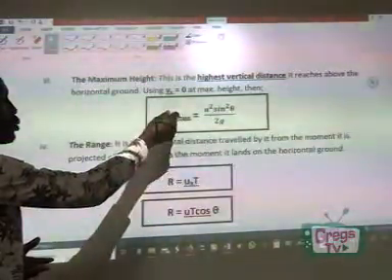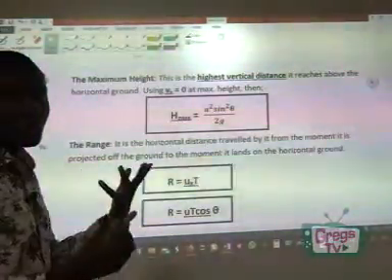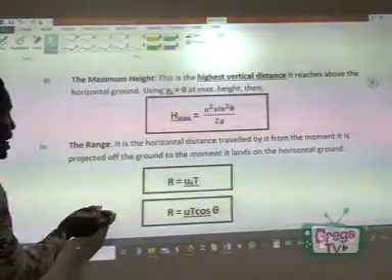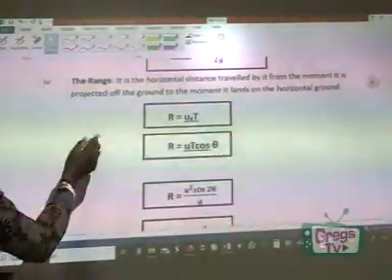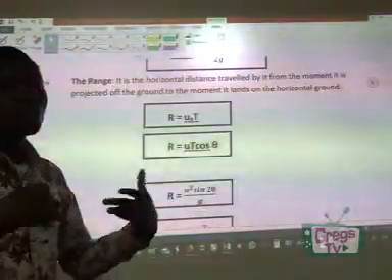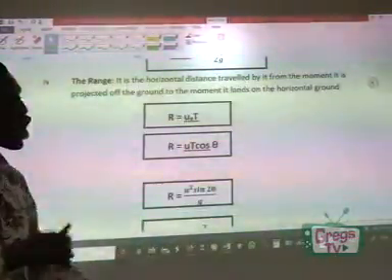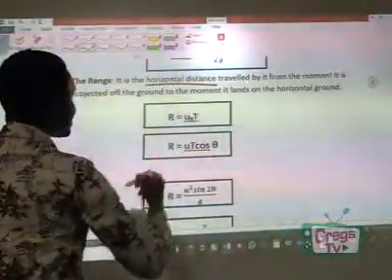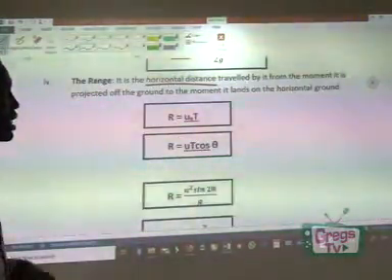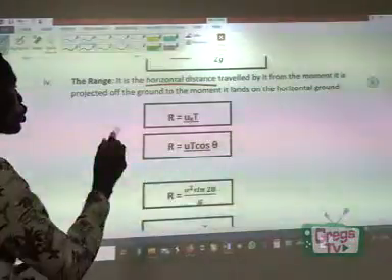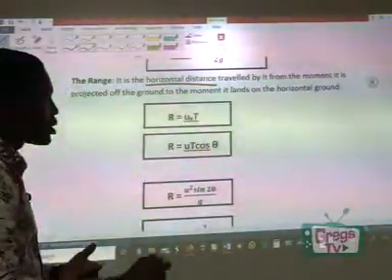And the formula is always h maximum equals u squared sine squared theta over 2g. Now the next point we will be looking at is the range. The range simply means the total horizontal distance covered. Please, the key word there is horizontal distance covered. Very, very important. From the moment it is projected off the ground to the moment it lands on the ground.